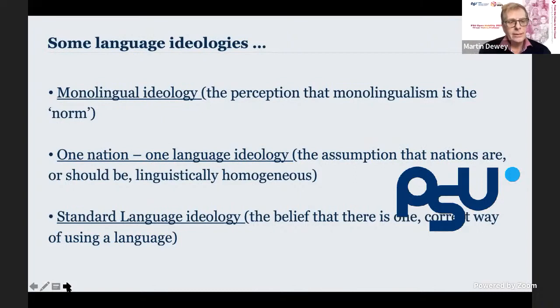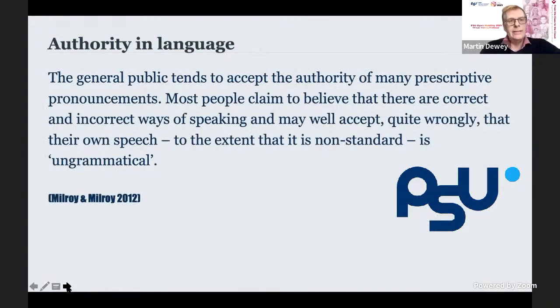Standard language ideology is the belief that there is one correct way of using a language. And this is, as I say, the most widely discussed. This question of standard language ideology relates really strongly to the concept of authority in language, which has again been discussed quite widely. Milroy and Milroy talk about how we tend to accept the authority of prescriptive pronouncements about language. We often believe that there are correct and incorrect ways of speaking, and a lot of people will accept, mistakenly, that their own speech, to the extent that it is non-standard, is ungrammatical.